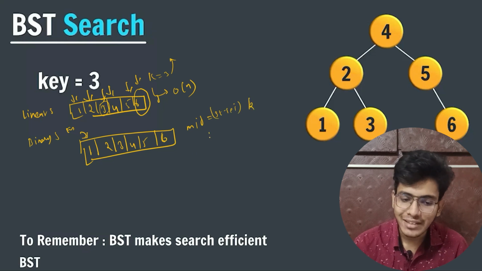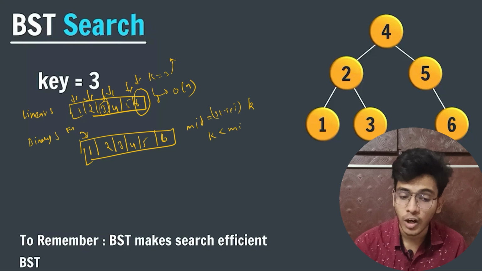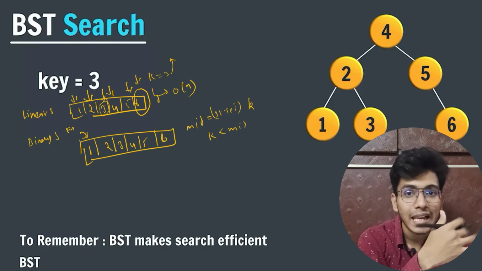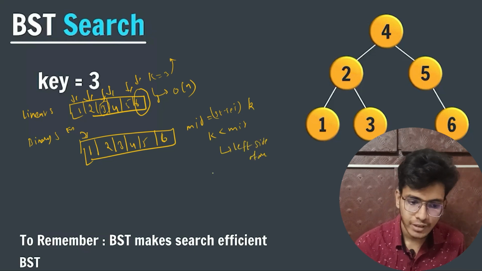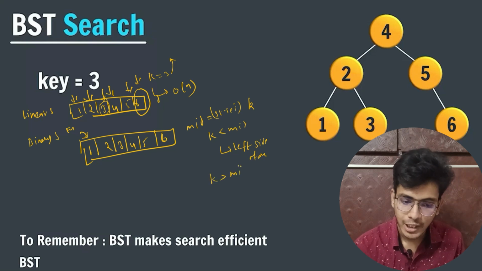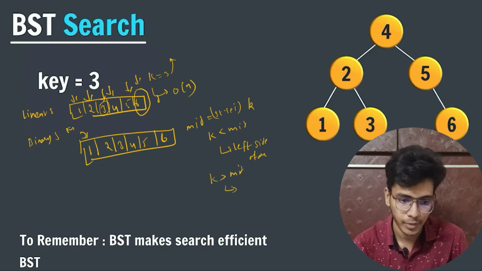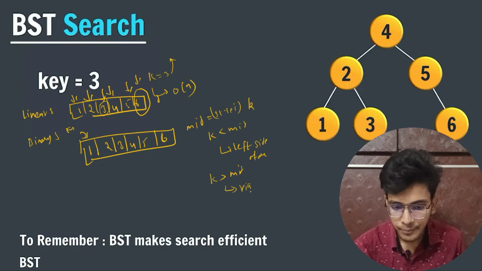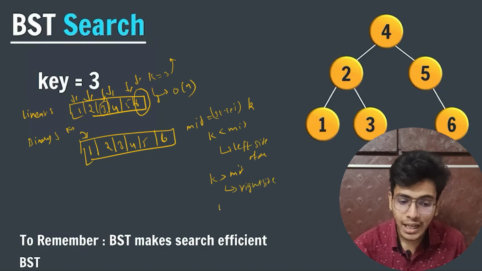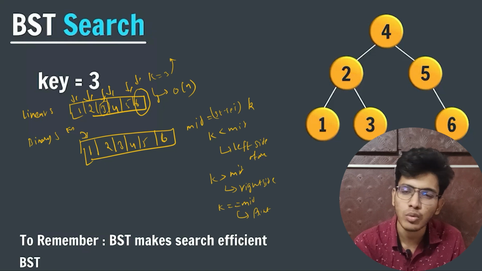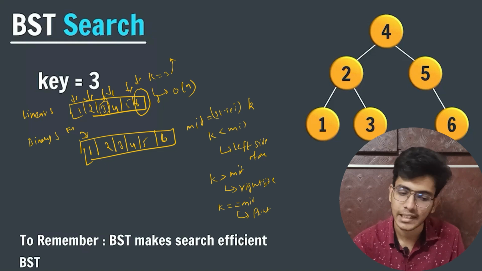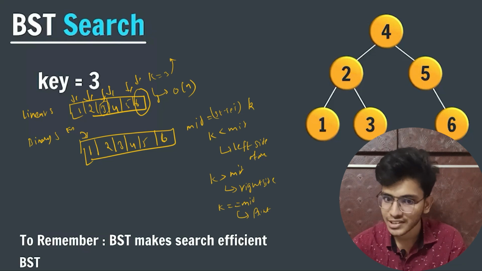After that, if my key value is less than my mid, I will go to the left part of my array. If key is greater than the mid value, I will go to the right side of my array. If the key value is equal to my mid value, then I return true, or I return its index, where that element is present. So this is the concept of binary search.